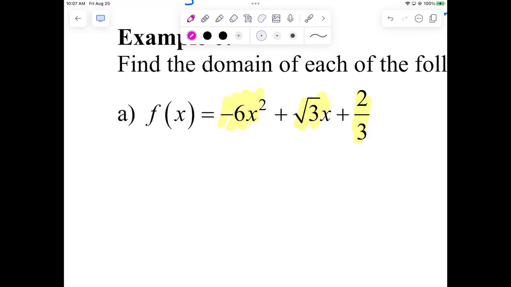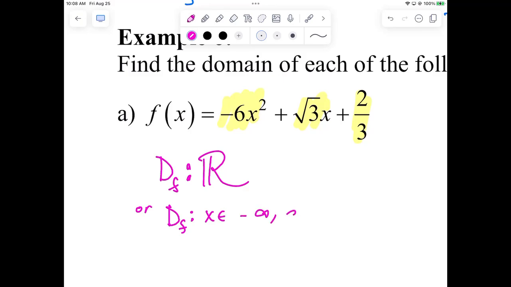So here's what we'll say. The domain of f is all real numbers. That's the easiest way to say it. You just put the double bar R, the representative letter for that set. Or if you're just an interval person, it would be x in the interval from negative infinity all the way to infinity, left to right, with parentheses around it. That's another cool way to say all real numbers. Sometimes those infinity symbols can be fun to make.